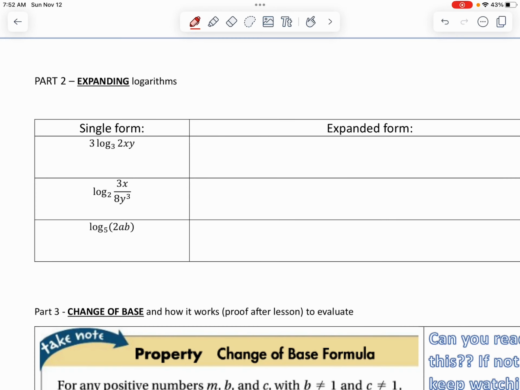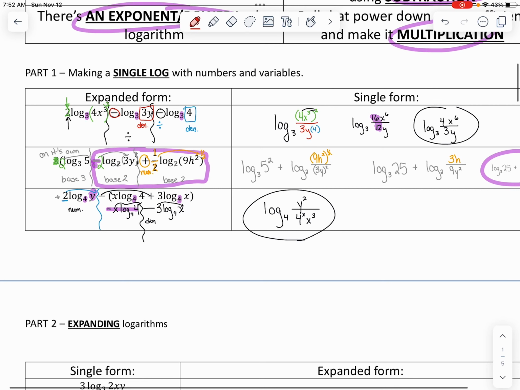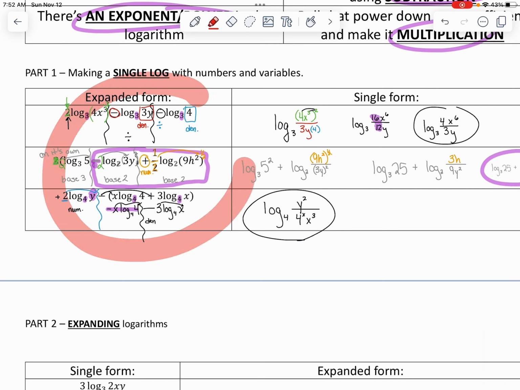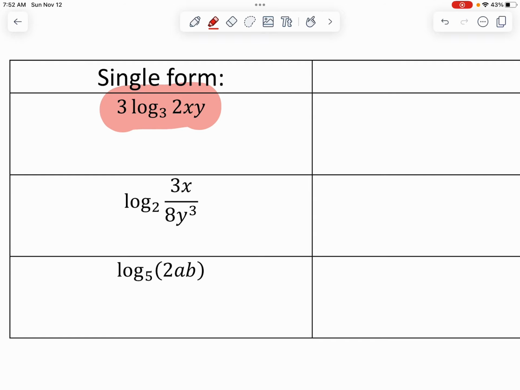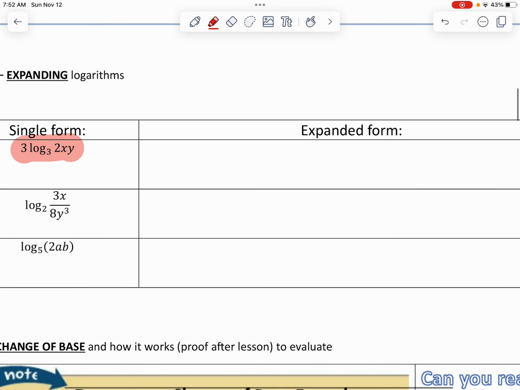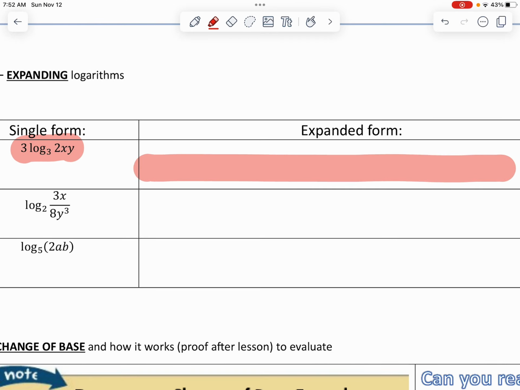All right, moving on to the second part. We're going to talk about how to take, just like we did up here where we put them all together. It's like, let's pretend it's a sweater. We had an unknit sweater and we put it together into one. Down here, we're going to take a single log and we're going to make it into a few of them by expanding them. All right, so it's like we're pulling the sweater apart.